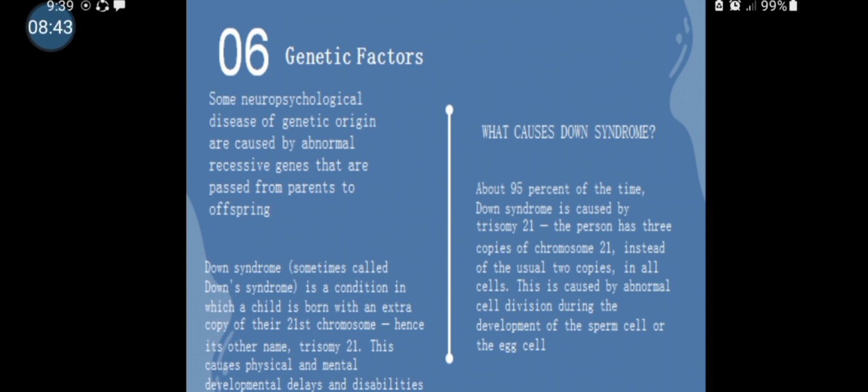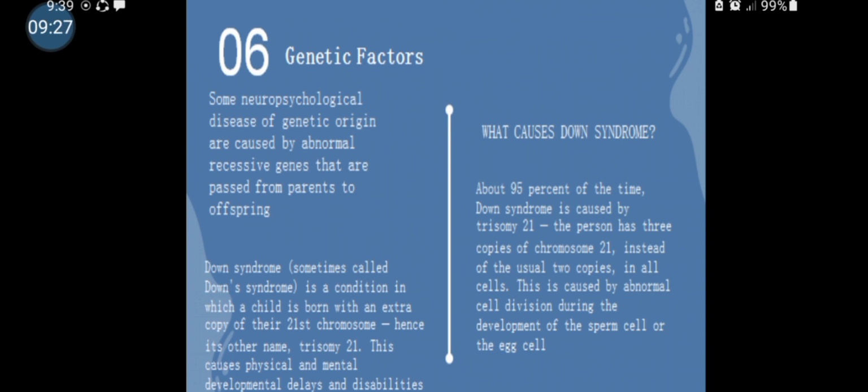So, sa may cause ani niya, mga 95% of the time, Down syndrome is caused by trisomy 21. The person has 3 copies of chromosome 21 instead of the usual 2 copies in all cells. This is caused by abnormal cell division during the development of the sperm cell or the egg cell. So mauna ang usa ka tawo or individual magka-Down syndrome because of the abnormal gene that the person inherits from the parents and is being passed down to an individual.